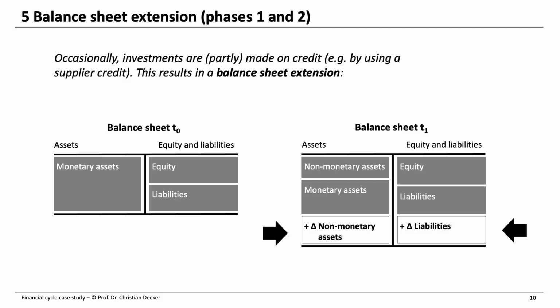This is due to the fact that only a part of the monetary assets must be used for the procurement of material resources. Compared to a situation without the use of a supplier credit, this means that a larger amount of monetary assets remain on the balance sheet.